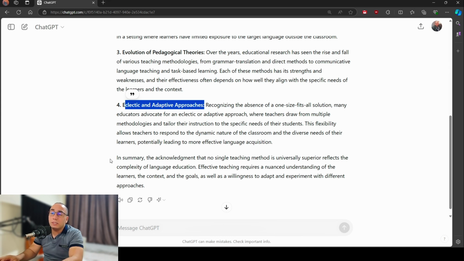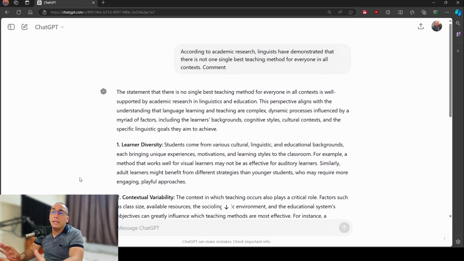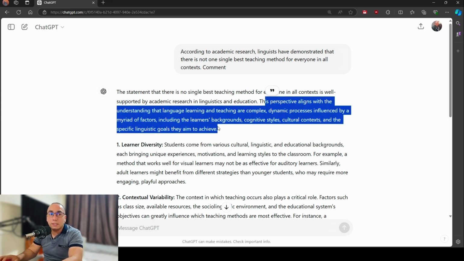So in summary, let's read the summary. The acknowledgement that no single teaching method is universally superior reflects the complexity of language education. Effective teaching requires a nuanced understanding of the learners, the context, etc. But can you take this and use it directly? For me, if you are going to modify it a bit and make it a really good essay, I think it's going to work because the introduction is good, although it's a bit of just repeating the question, but the thesis statement is clearly here. It's clearly here. This is something really good.